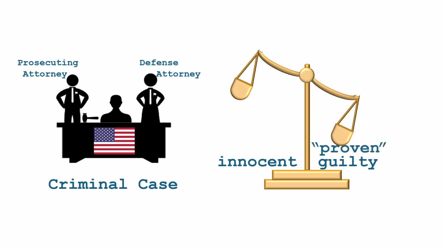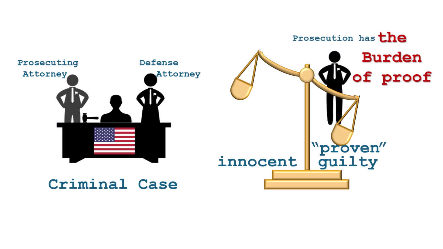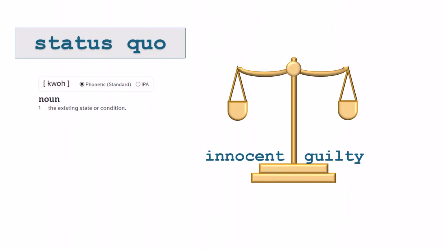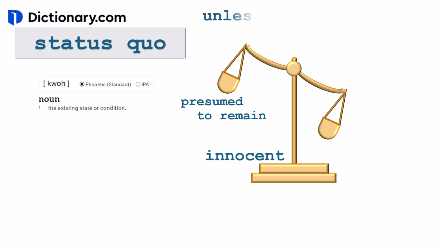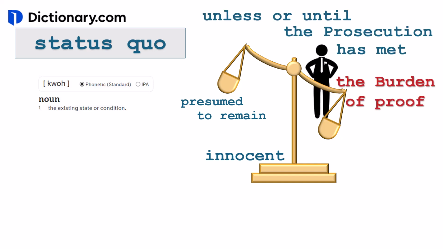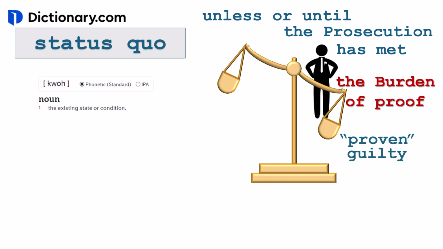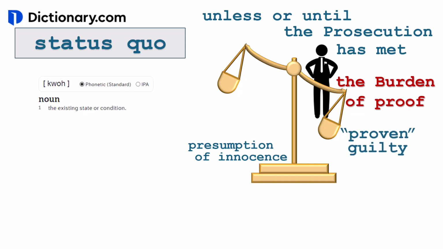Again, in quotes. In a criminal case, it is the prosecution's burden, or onus, to prove that you had the motive, means, and opportunity to commit the crime of which you have been accused. Now let's briefly add another term, status quo, which dictionary.com defines as the existing state or condition. In our example, the status quo is that you are innocent. That's the existing state or condition. And you are presumed to remain so unless or until the prosecution meets its burden of proof. Then your status would change to proven guilty, because the prosecution has overcome the presumption that you are innocent.